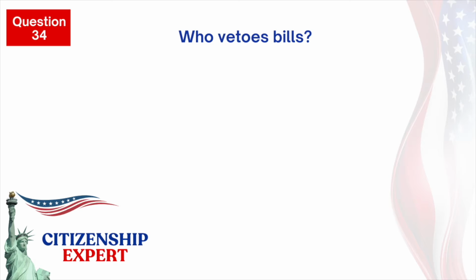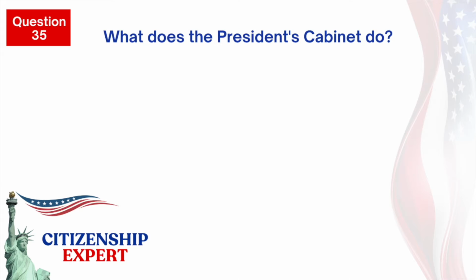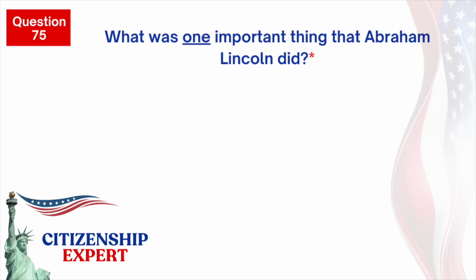Who vetoes bills? The President. What does the President's cabinet do? Advises the President. What was one important thing that Abraham Lincoln did? Freed the slaves.